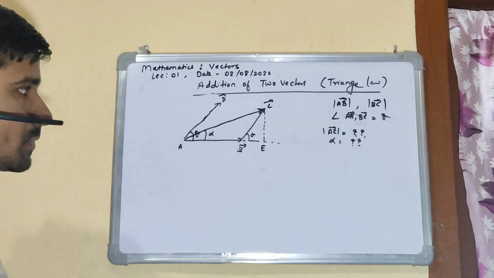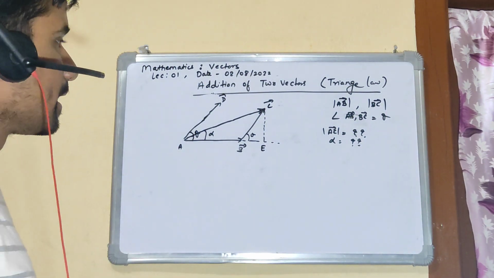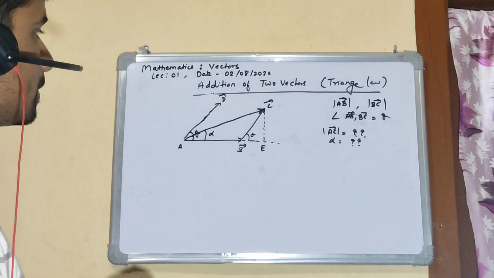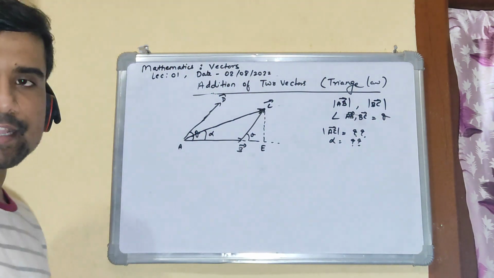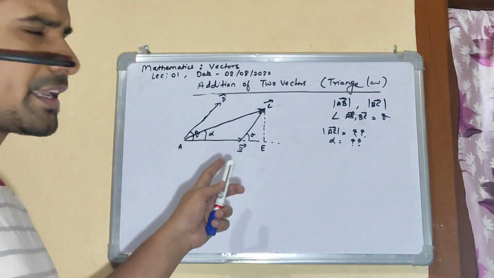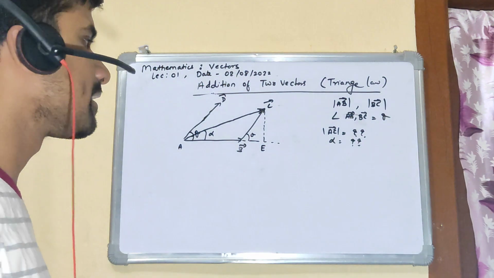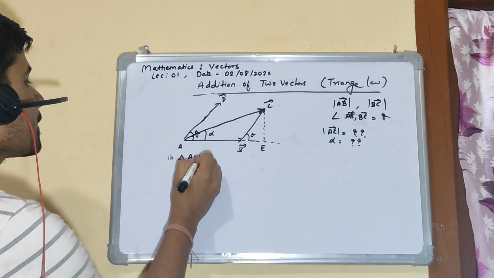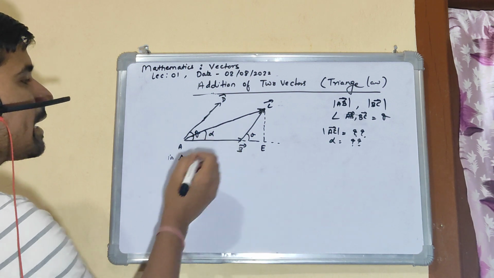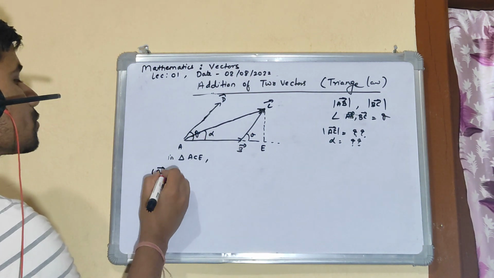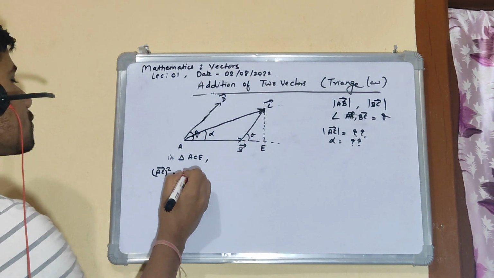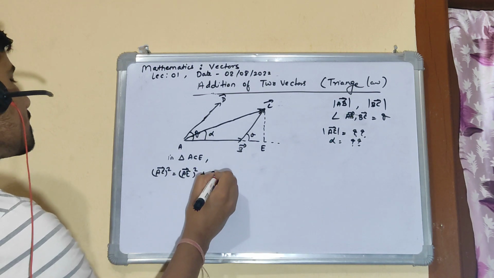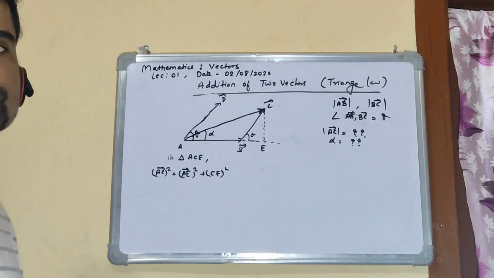Okay. So this ACE is a right angle triangle. It's very clear that ACE is a right angle triangle, right? So in triangle ACE, can I write it like this? The magnitude of AC square will be equal to the magnitude of AE square plus the magnitude of CE square, right? Clear?